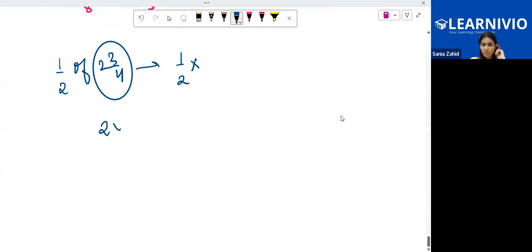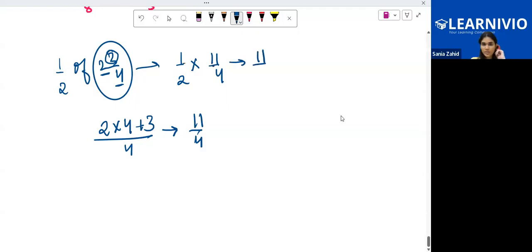Yes, ma'am. You will do 2 into 4. You multiply this number and this number, and then you add the remaining upper number to it. And then the denominator is 4 only. Do you remember this? Yes. So 2 into 4 is 8, and 8 plus 3 is 11. So your answer is 11 by 4. You can write 11 by 4 over here. And now you can solve. Understood. 1 into 11 is 11, and 2 into 4 is 8. So you get 11 upon 8.